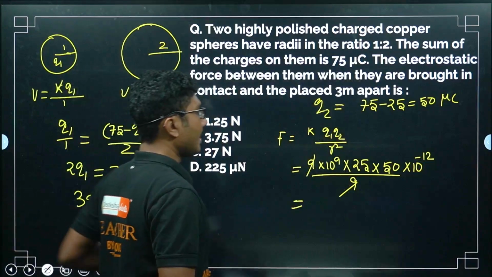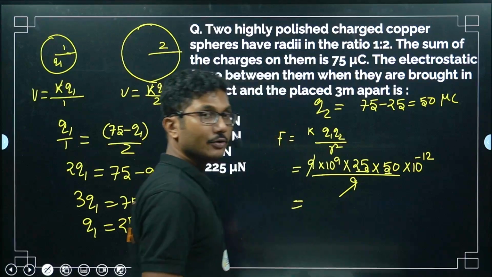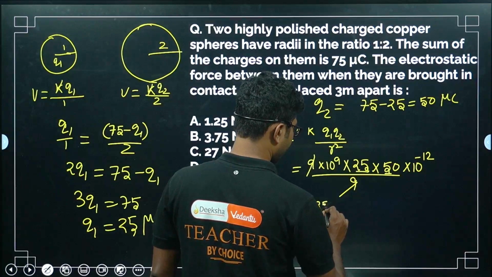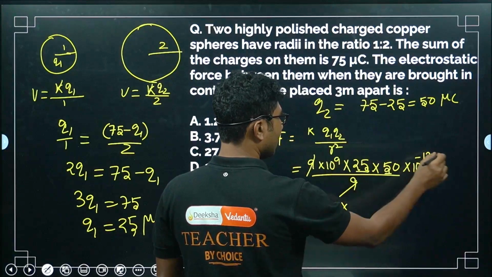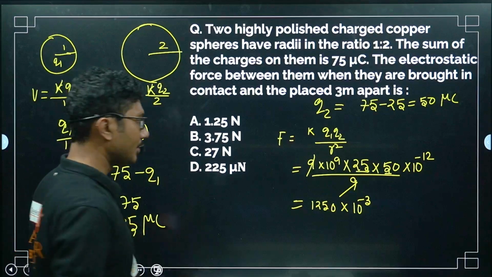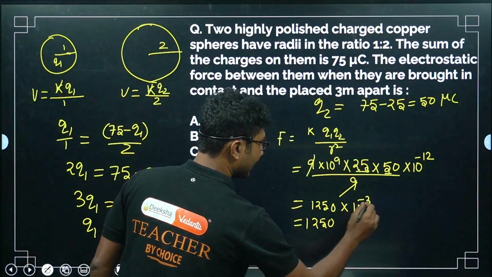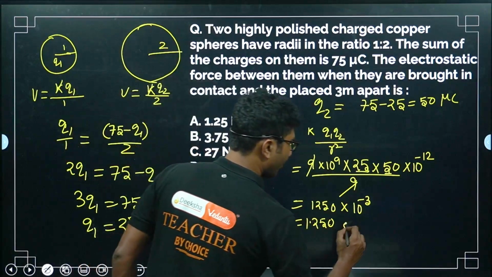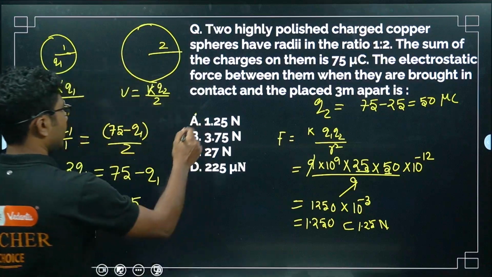Okay. Now 5 times 10 to the 20, 25 times 5. What is the value? 125. There was an extra 0 here also. 10 to the power of 9 minus 12, that is 10 to the power of minus 3. Minus 3 means we can write this as 1250 minus 3, so 1, 2, 3, 3 decimals. Right? This is the way. So it will be 1.25 newtons. Right? This is the answer.